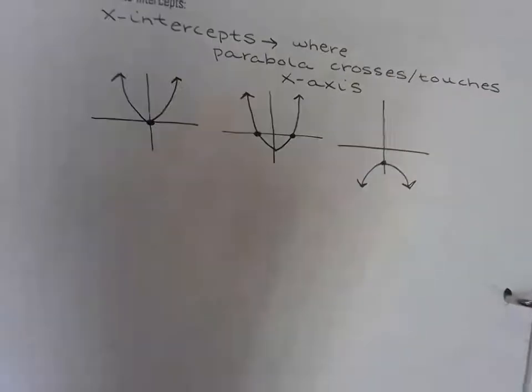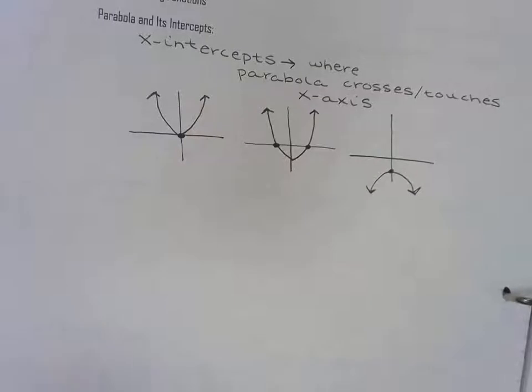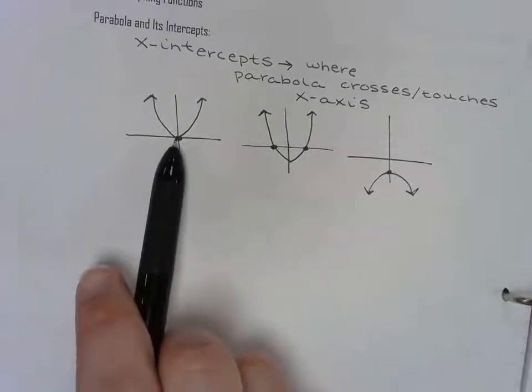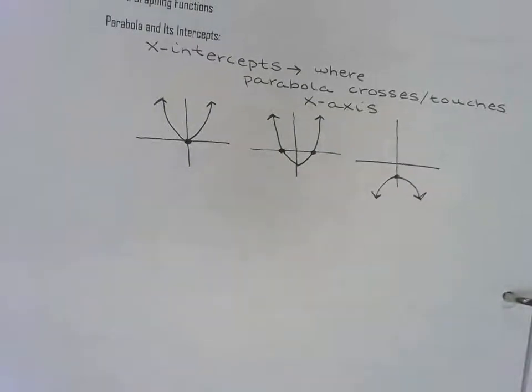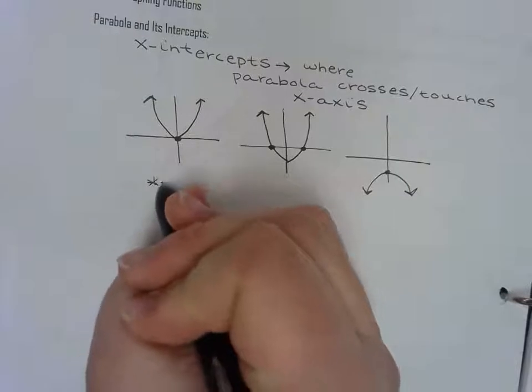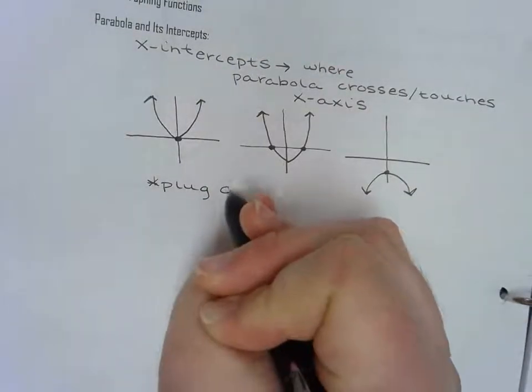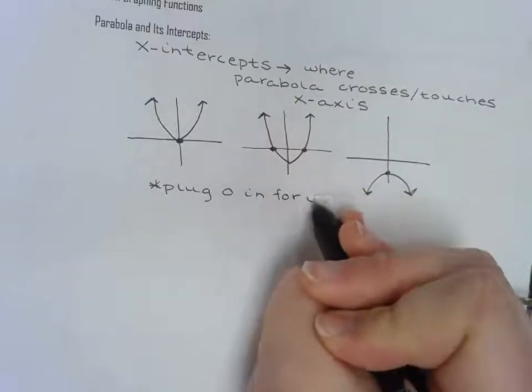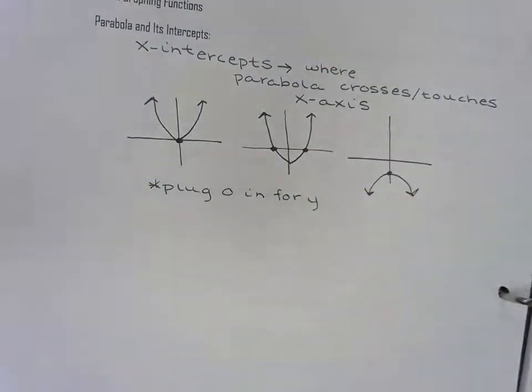Now, don't make this harder than it is. How do I find the x-intercepts? We did this with lines. If I'm looking for any point on the x-axis, what do I know about the y value for any point on the x-axis? The y value is always 0. So, just like we did with lines, we're going to plug 0 in for y. Nothing is really different. We do it the exact same way, but we are plugging 0 in for y.